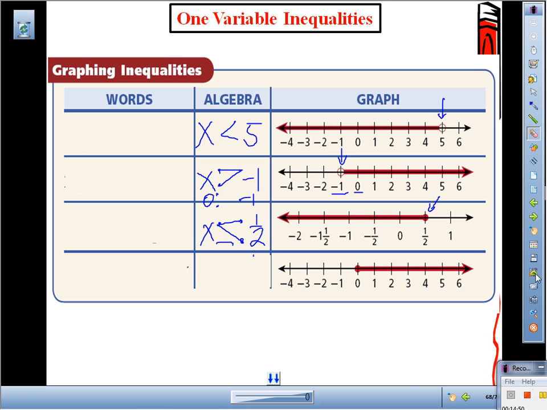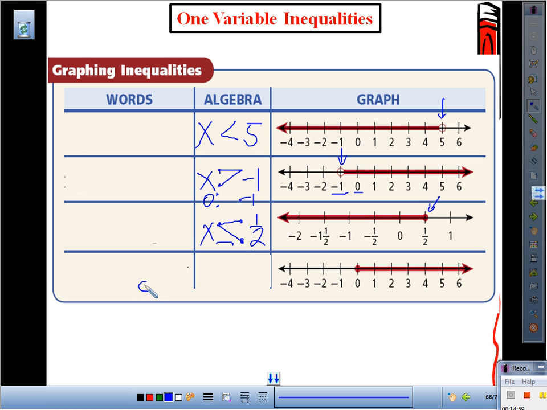Ready? Go. That's example super Q. Write me an inequality for this graph. Go.